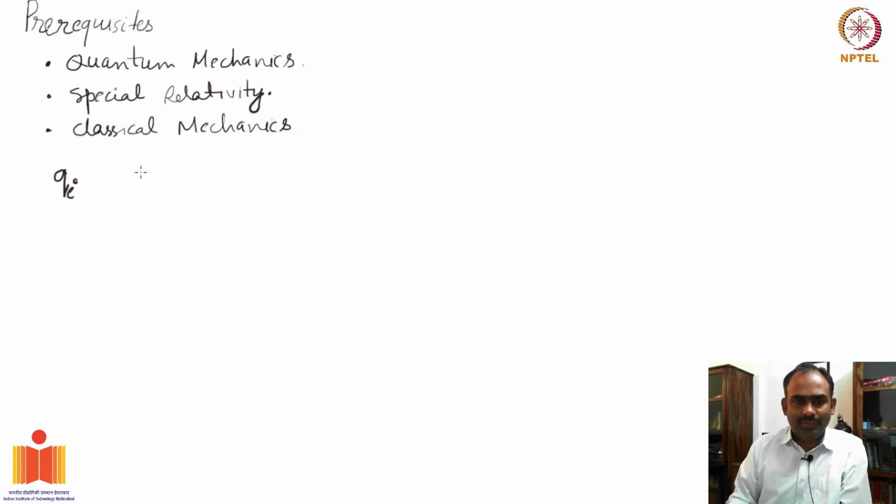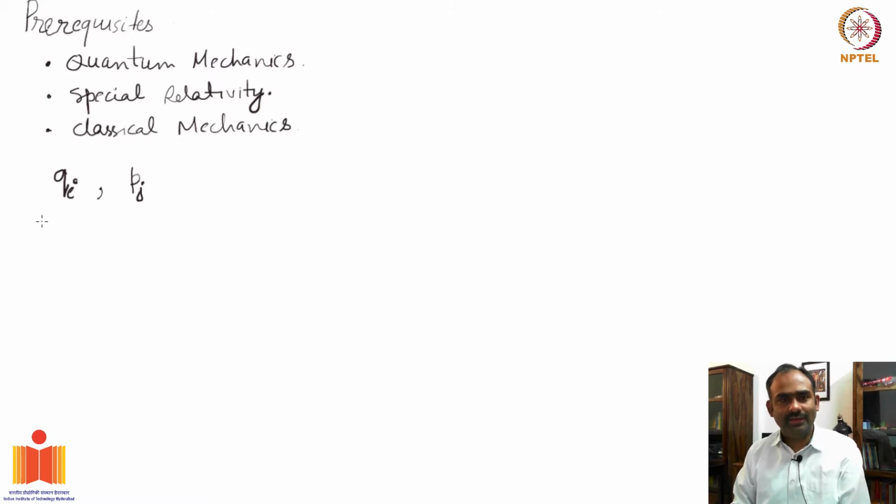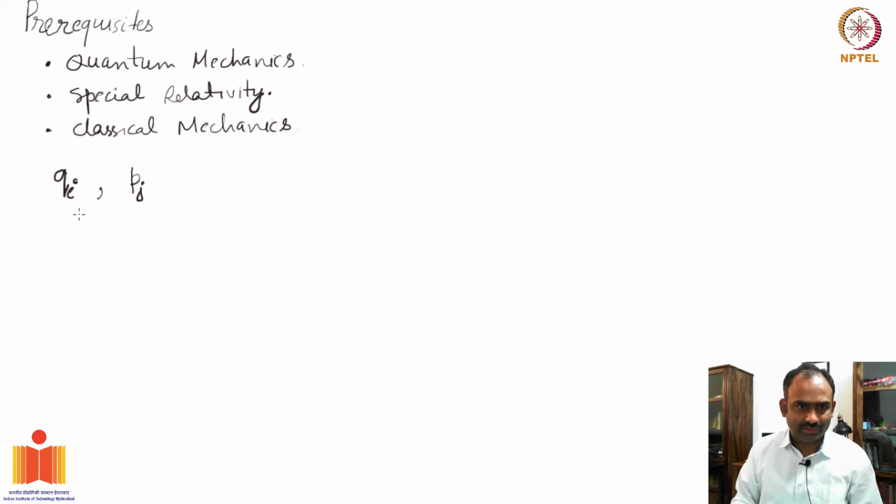And the p_j's are the momenta conjugate to the variables q_i, the coordinates q_i. So these are your canonically conjugate variables, and this is at the classical level. Now, to make a quantum theory for the classical system which is described by these coordinates, what you have to do is replace the Poisson brackets by commutators, and you have to throw in an i h-bar. So you should have also studied Poisson brackets in your course.